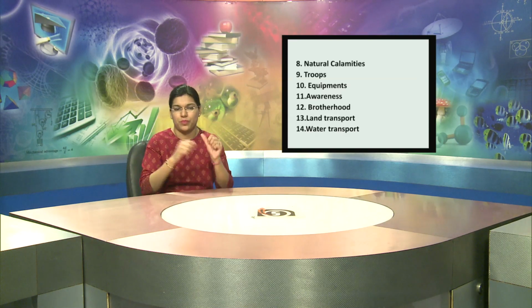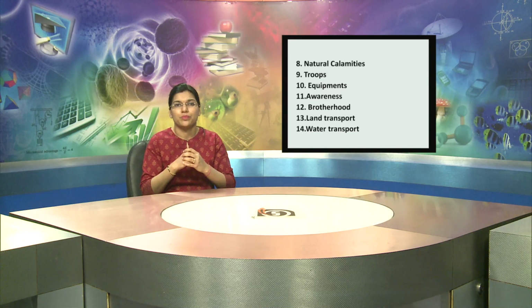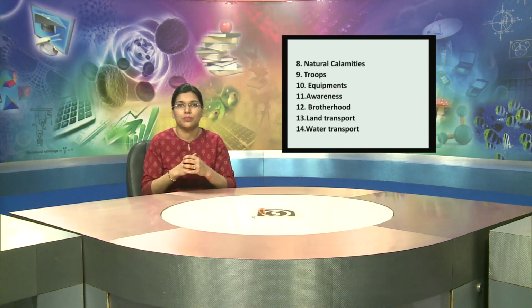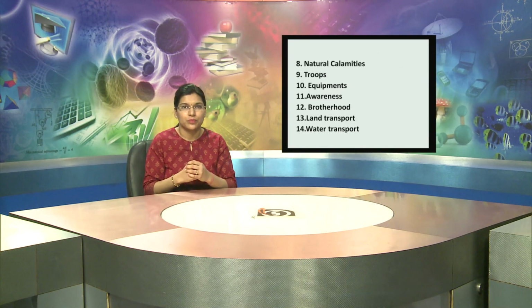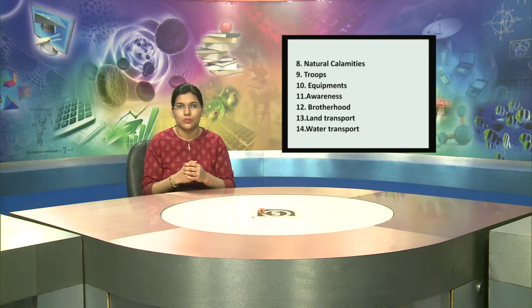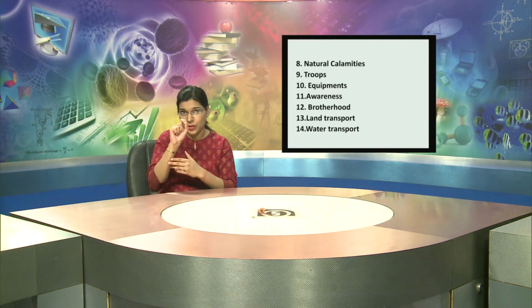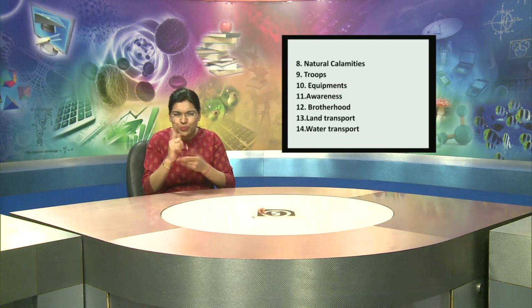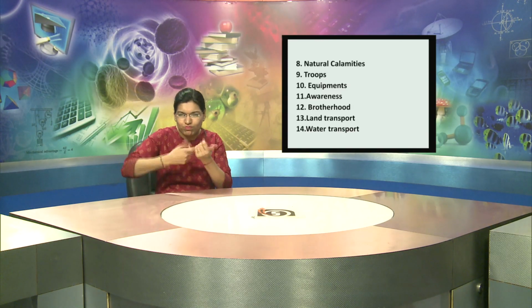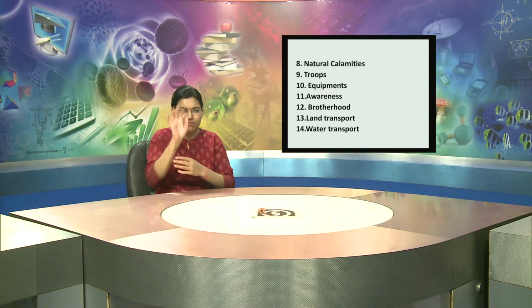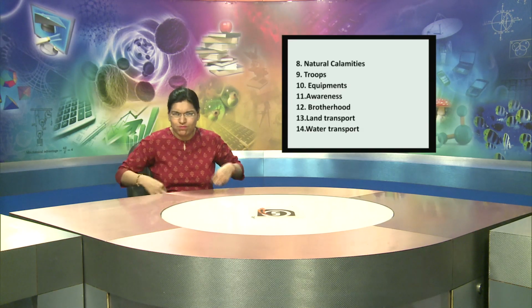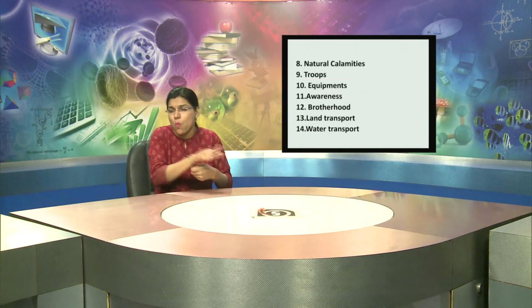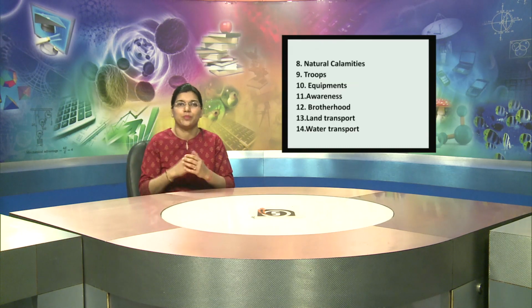Ninth word, troops, means army. Tenth word is equipment. Different kinds of things, for example, pen, paper, sharpener, key, cloth, different kinds of things. Names equipments.